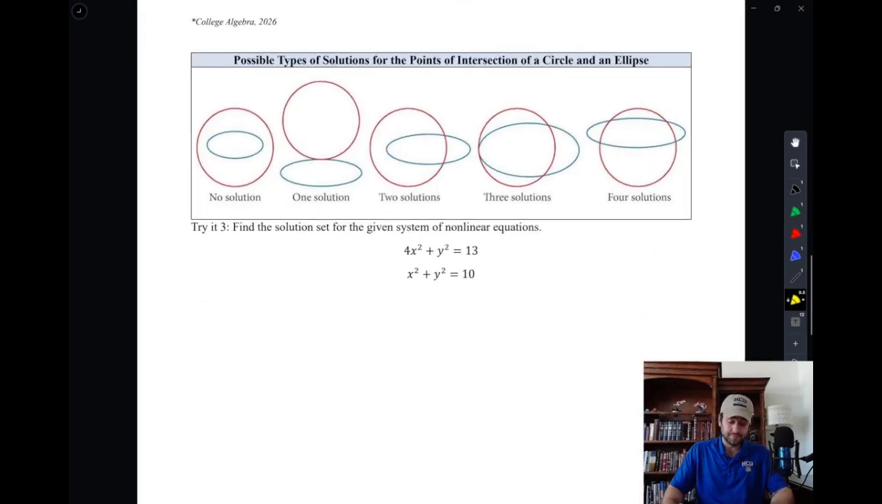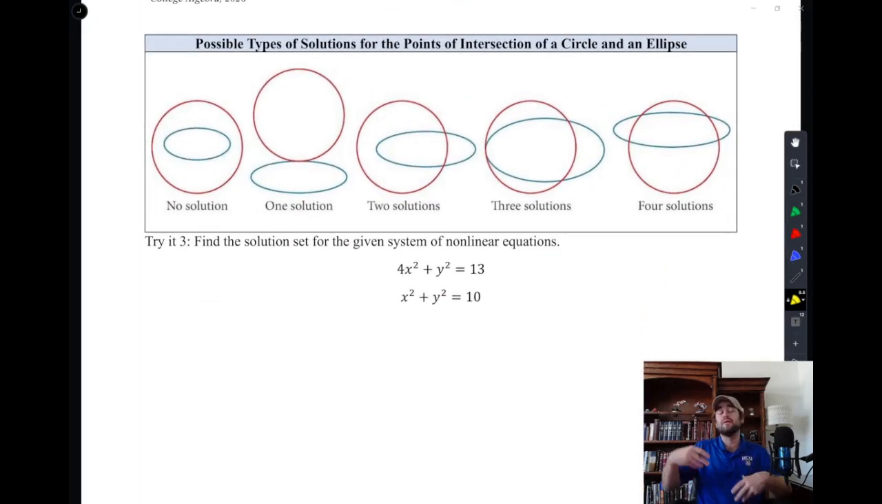So here we have, what if you've got a circle and an ellipse, or even a circle and a circle, or ellipse and an ellipse? They all kind of work the same way. It looks like we have up to 4 solutions. So we could have none, 1, 2, 3, or 4, and we're just going to let the math tell us.